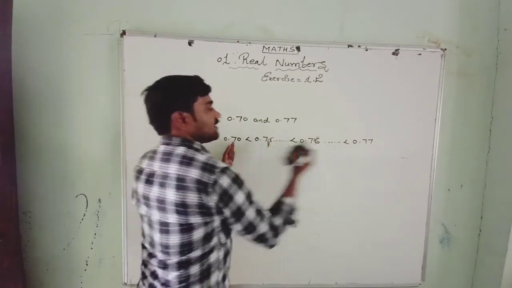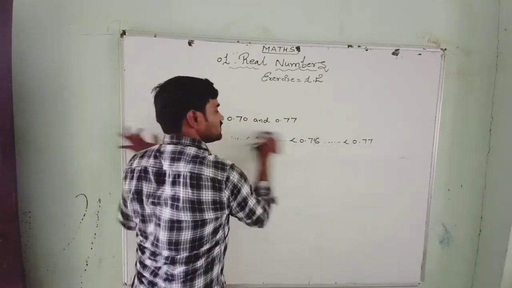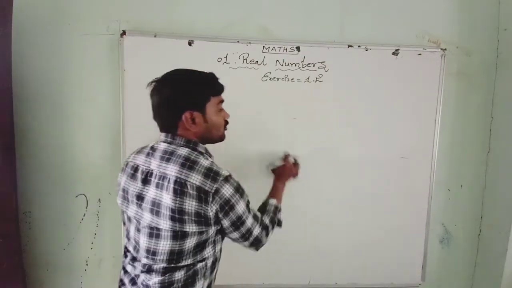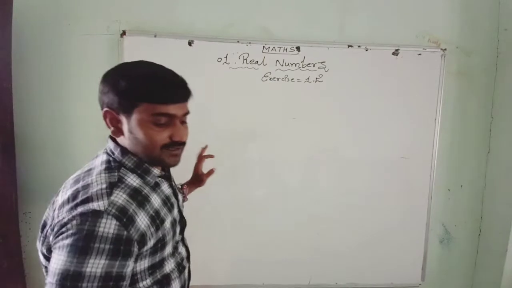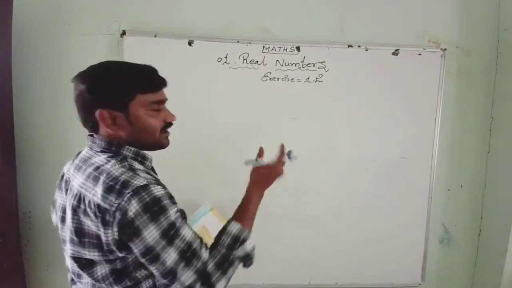It will be between 70 and 77 only, no? Between 70 and 77 are 75, 76, 71, 72, 73, 74. You write any two numbers. But don't forget to put the dots like that, an infinite number of dots. That will tell us it is a non-terminating decimal number, hence it is an irrational number.